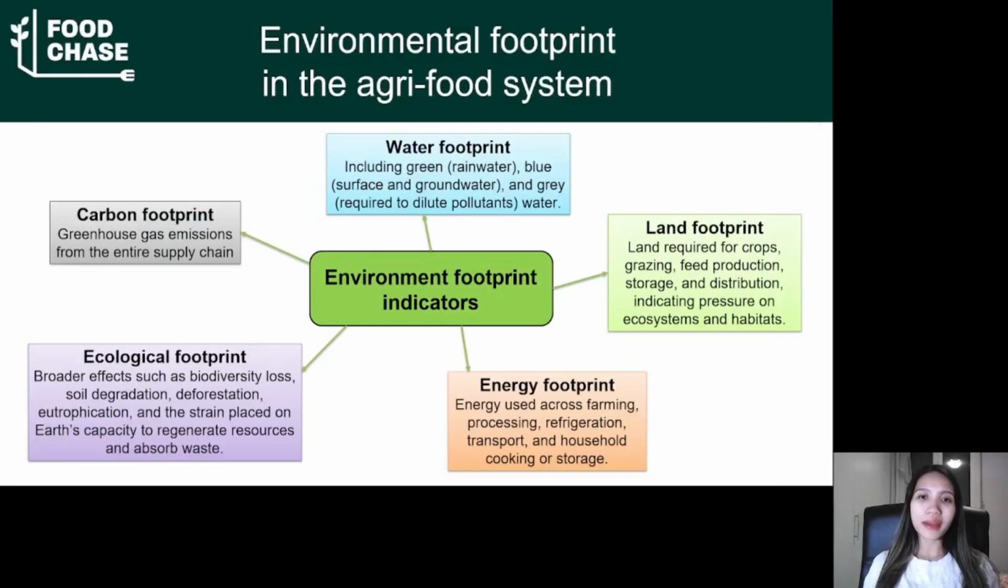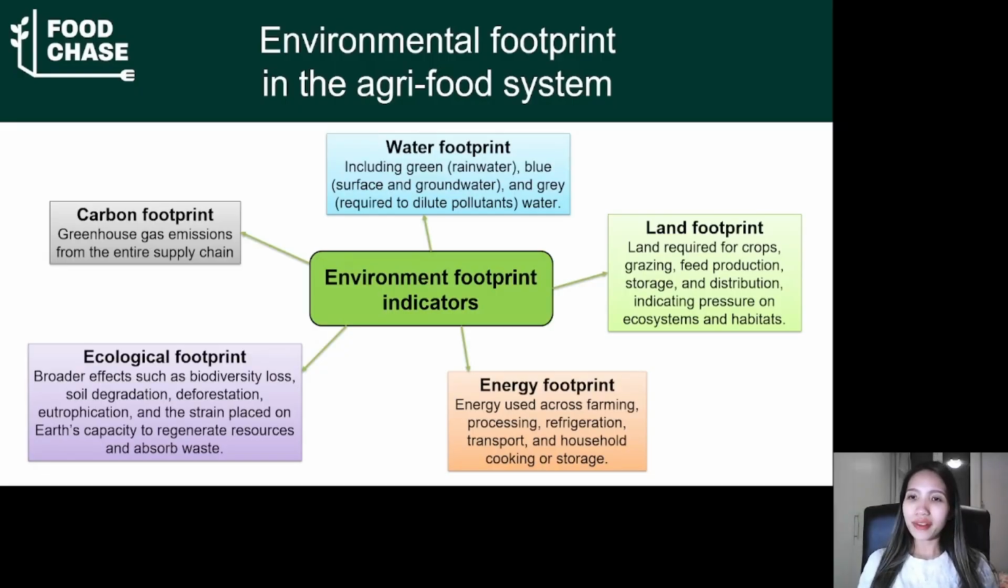There are some indicators of environmental footprint. Firstly, we have carbon footprint. This is probably the one that you have heard about the most. It is the greenhouse gas emission from the entire supply chain. Then we have water footprint, which includes green, blue, and gray water. It is a kind of classification.